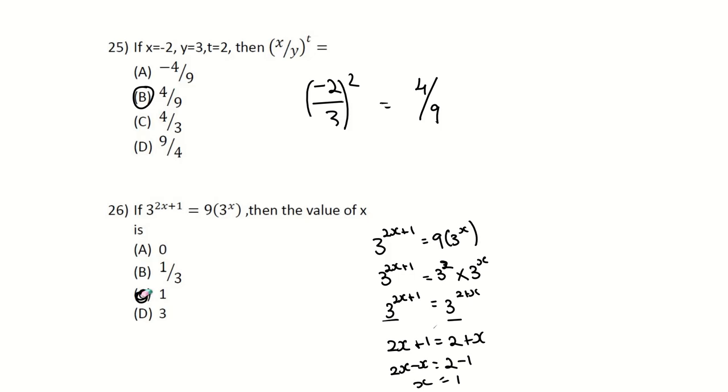So this is how you would do it. 3 to the power of 2 by 1 plus 1 is equal to 9 times 3 to the power of 1, right? This is 3 to the power of 3, which is 27, is equal to 9 multiplied by 3, which is also equal to 27. So 27 is equal to 27, so you know that that is the answer for 26, right? And that is the end of May, June 2022. We're going to January 2022.